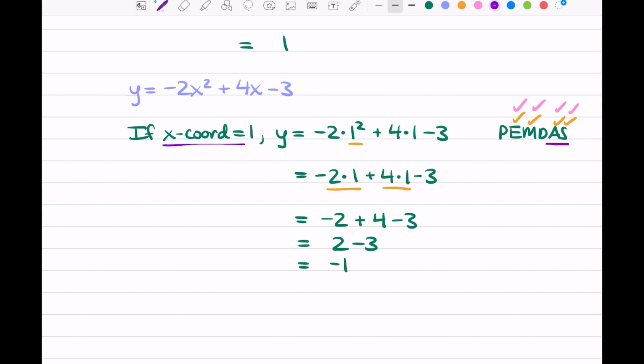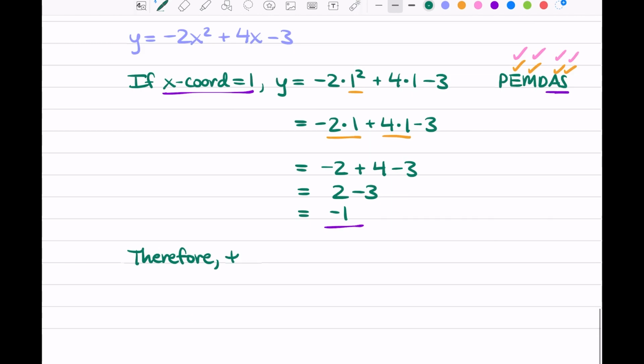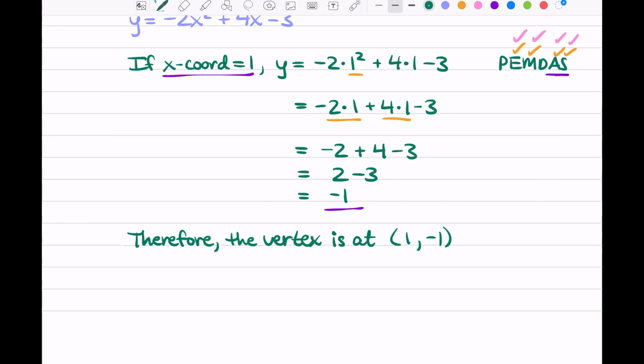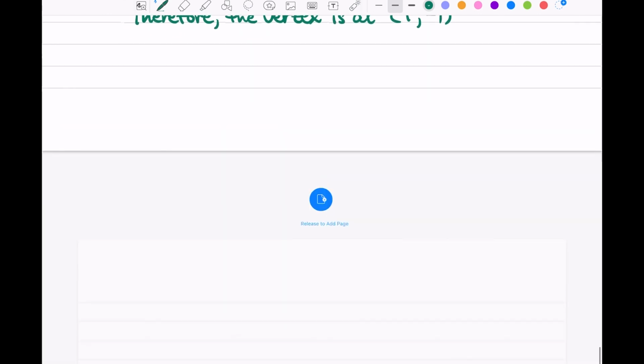So for our vertex, the x-coordinate is 1, and the y-coordinate is negative 1. So we can summarize that. Therefore, the vertex is at x equals 1 and y equals negative 1. Let's go ahead and draw a quick plot of our parabola.